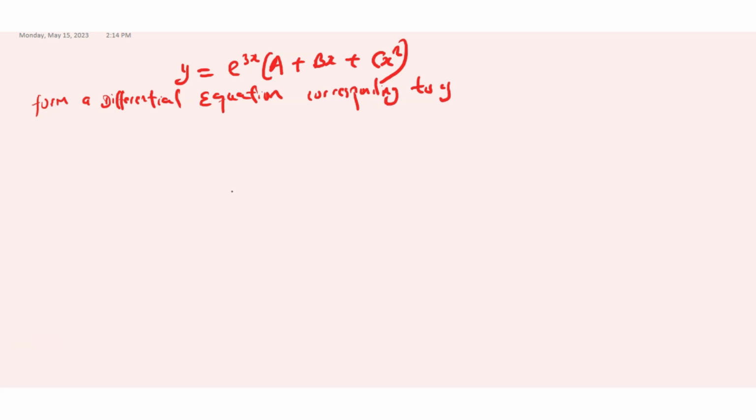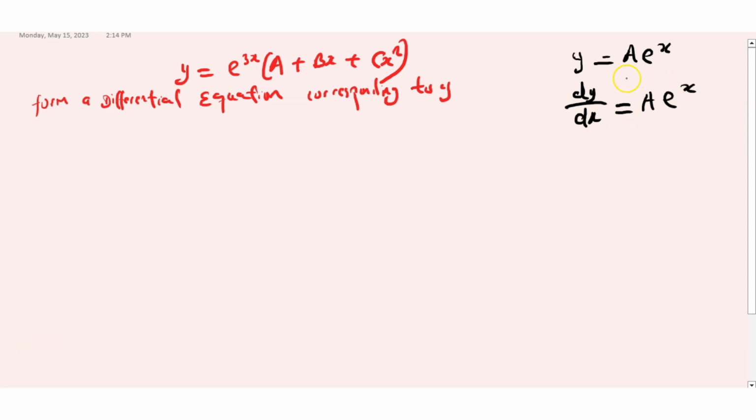Let's say the simplest example is y equals e^x. For this kind of equation, you just take the derivative, you get y prime, or if you prefer dy/dx, being equal to e^x, because when you take the derivative of e^x, you get e^x. So in this case you get dy/dx equals y, because e^x is y. So this equation now is what we call the differential equation.